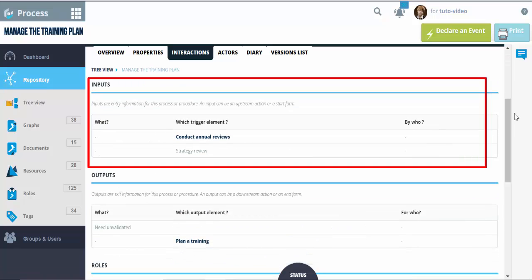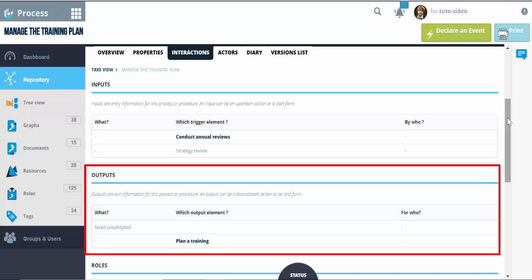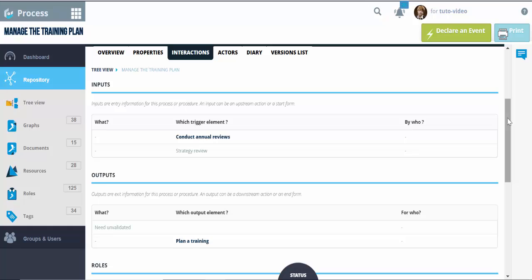Inputs are entry information for a graph that are modeled in Pix4 with the graphical elements start and upstream action. In our example, the graph Conduct Annual Reviews is one input of the level 2 graph we are consulting. Outputs are exit information for a graph that are modeled in Pix4 with the graphical elements end and downstream action. In our example, the graph Plan a Training is one output.